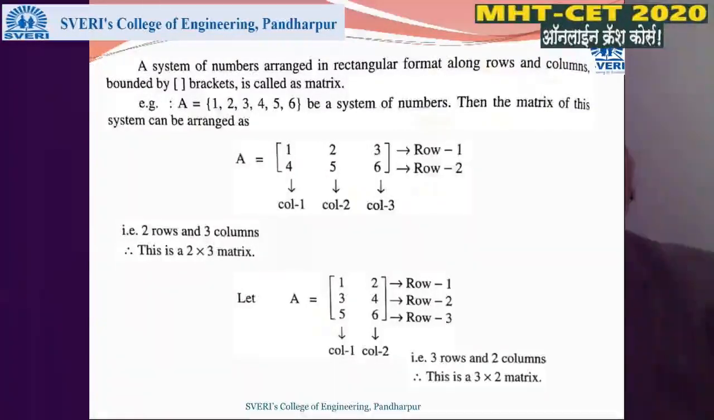Once again we are taking the same example in a different manner. Let us take A is equal to, in square bracket, the elements 1, 2, 3, 4, 5, 6. Now how many rows are there? There are 3 rows. And how many columns are there? There are 2 columns. So what is the dimension of this matrix? It will be 3 by 2. Each value in a matrix, either a number or a constant, is called an element.